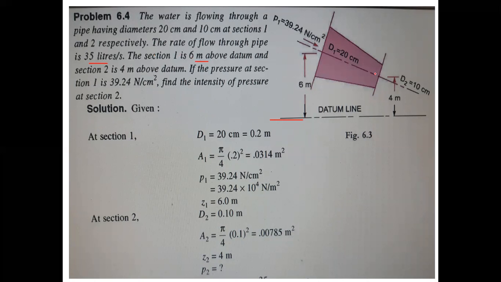If the figure is not given, by seeing the question we have to assume and draw the figure. If the pressure at section 1 is 39 Newton per centimeter, find the intensity of the pressure at 2. So he is simply saying, find the pressure at 2.